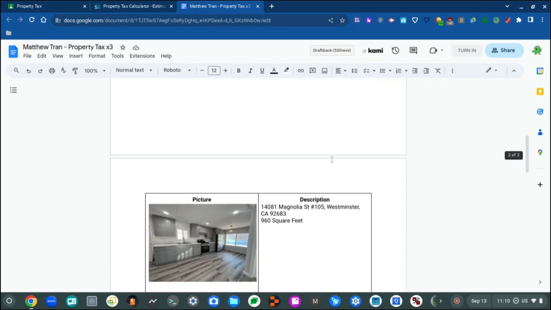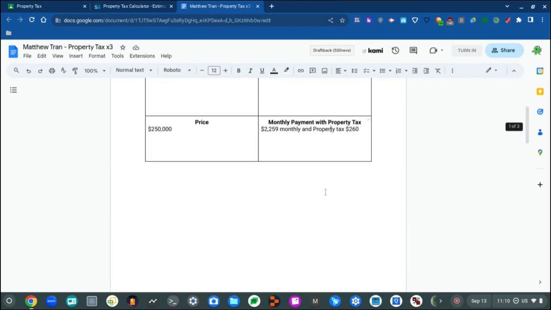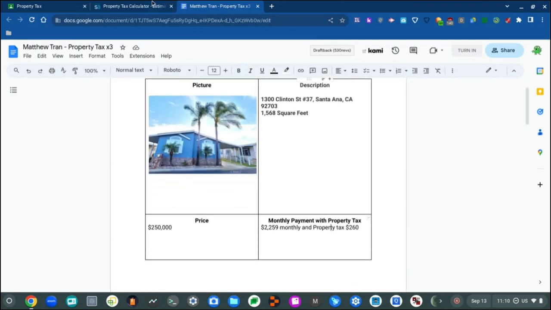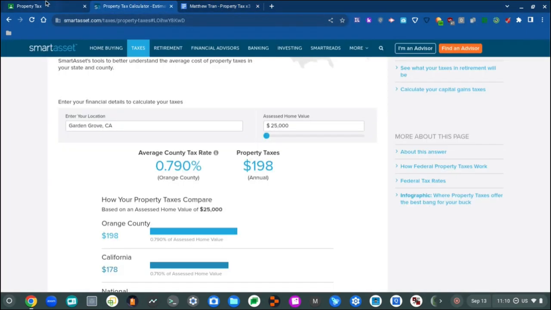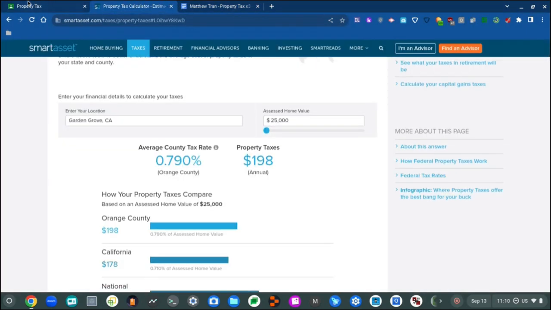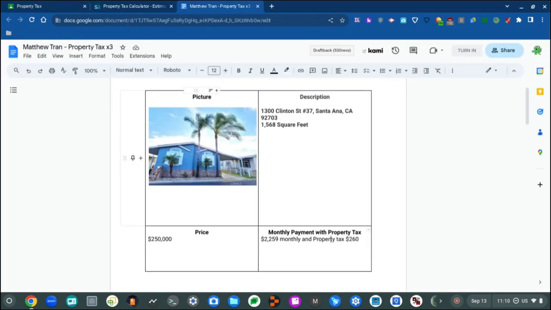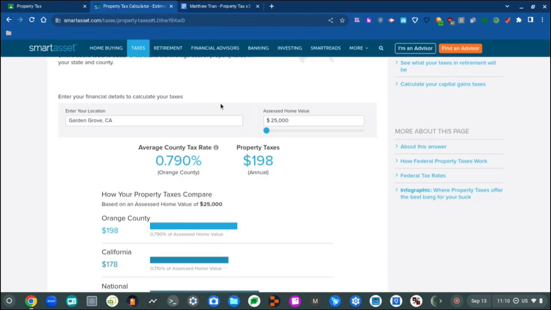Okay. So whatever amount you got for your property tax on that first property, just cut and paste that into the last box of that house. Raise your hand if you're not there yet or you need help. Evelyn?